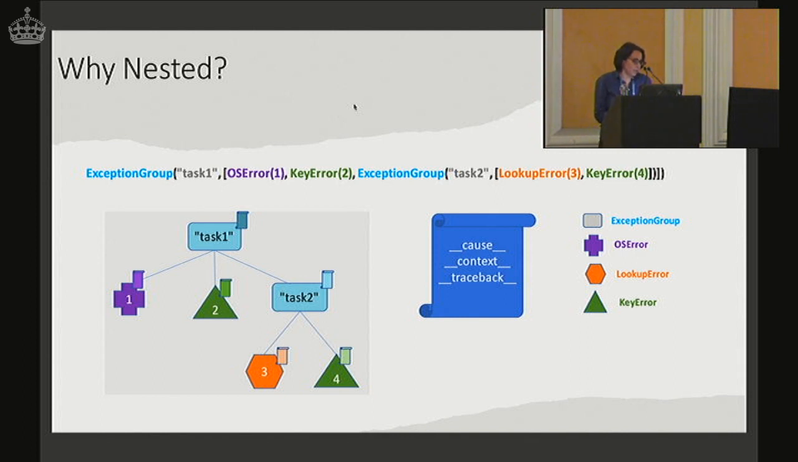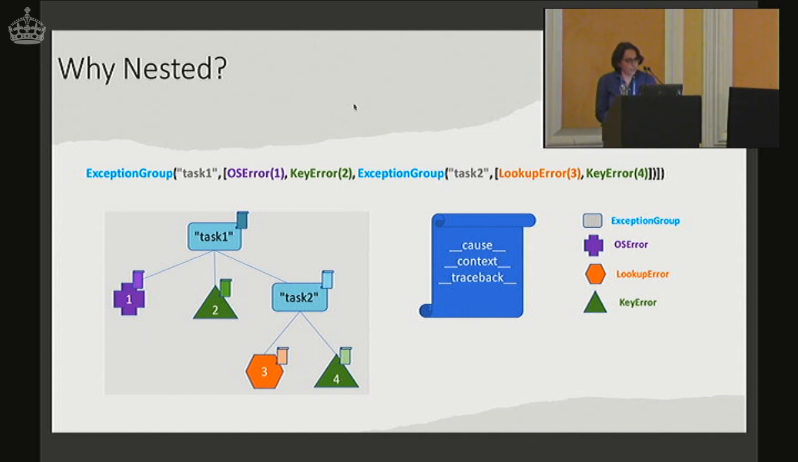So the reason is that this tree structure is meaningful. This is what happened in your program. Exception 3 and exception 4 were caught, and they got merged by task 2 into an exception group that was raised. It was caught. Exception 1 and exception 2 were caught as well, grouped with that and raised. You can see that from that structure. So that tells you a lot about what happened in your program.